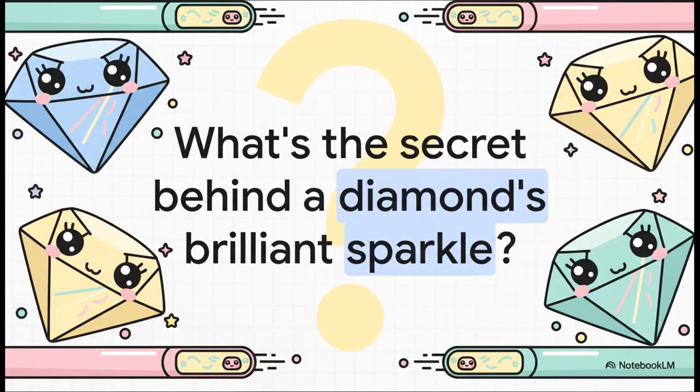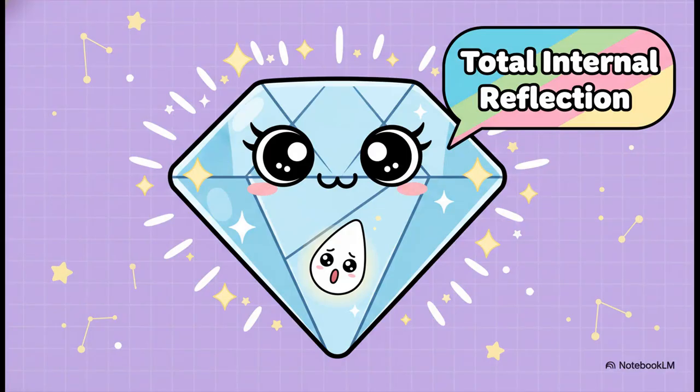So, it really all starts with this one question. We see this incredible sparkle, this fire that just seems to erupt from inside the stone. But how? What is actually happening to the light that goes into a diamond to make it dance like that? The answer has this amazing, almost dramatic name: total internal reflection. I know, it sounds a little complicated, but trust me, by the end of this, you're going to understand exactly what it is, how it works, and why it's responsible for so much of the cool stuff around us.